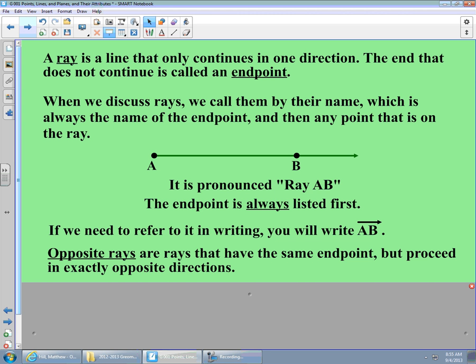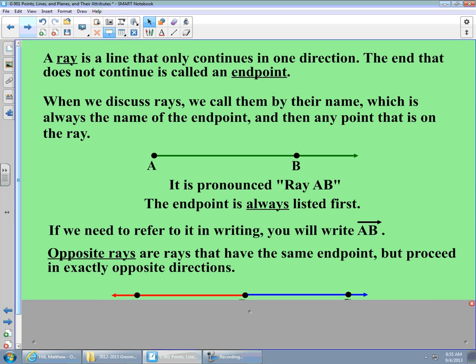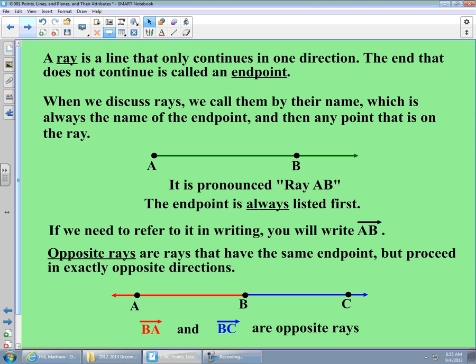Here's a term that pops up every once in a while. It's called opposite rays. Opposite rays are rays that have the same end point but proceed in exactly opposite directions. Opposite rays, it's kind of one of those things, it's surprising that we even have a name for this, but there you have 2 rays.